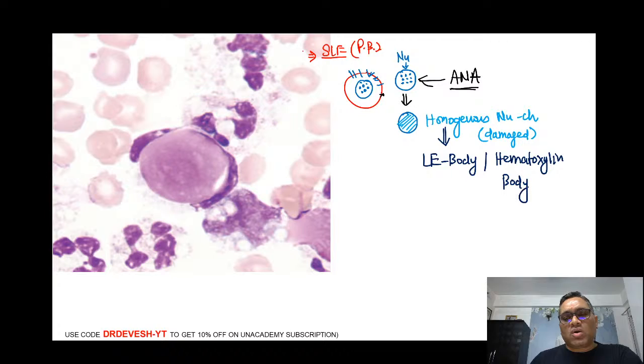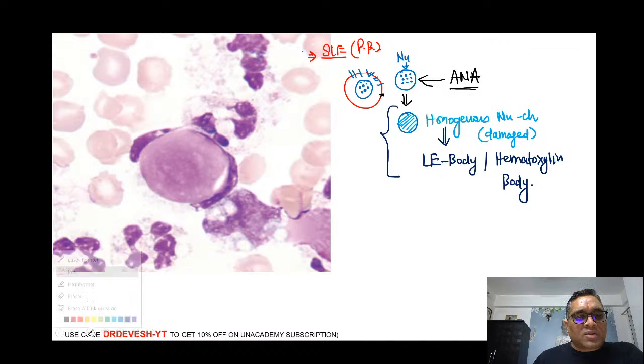So LE body or hematoxylin body, these are the damaged nuclear chromatin. Now you understood what an LE body is. An LE body is the homogeneous damaged nuclear chromatin because of the anti-nuclear antibodies, right? Now when they are coming into the peripheral blood, this is the scenario. When they are going through the peripheral blood, what will happen?